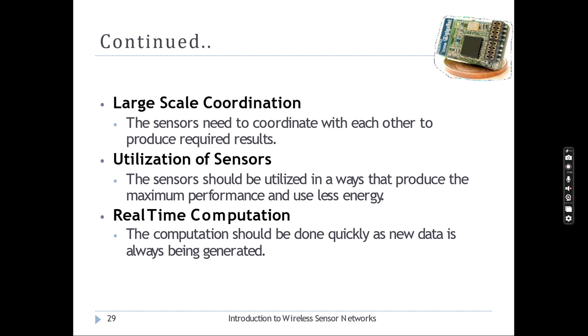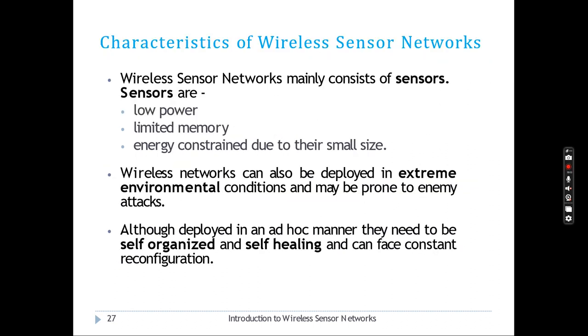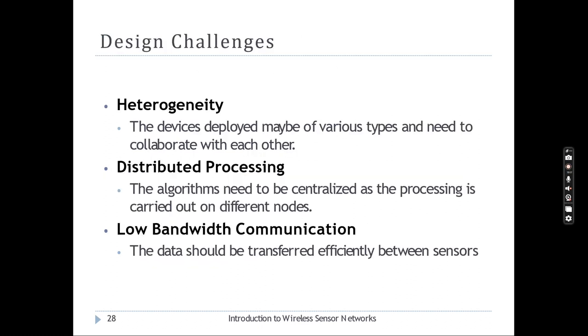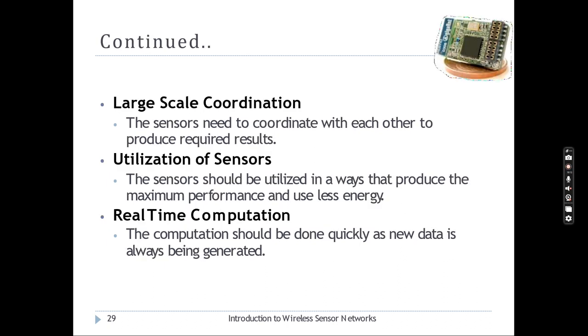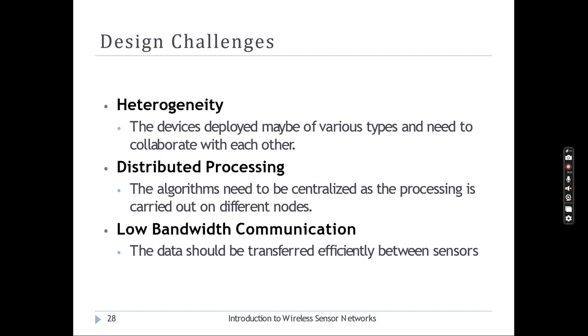Then only that relevant action can be taken. So two things we discussed. One is characteristics of wireless sensor networks, and another one is design challenges such as heterogeneity, distributed processing, low bandwidth communication, large scale coordination, utilization of sensors, real-time computations. All the six characteristics and design challenges we should consider.